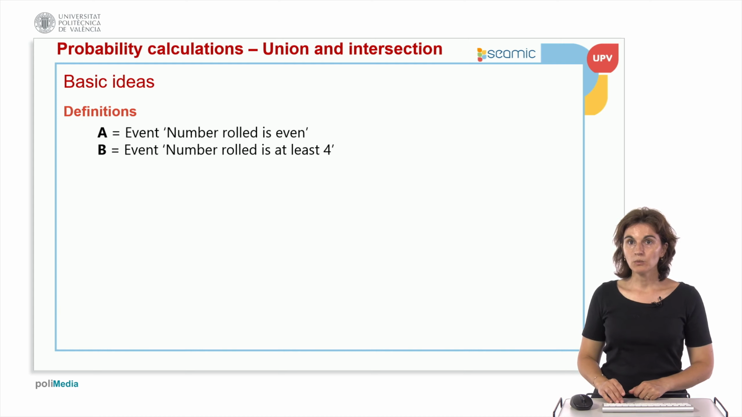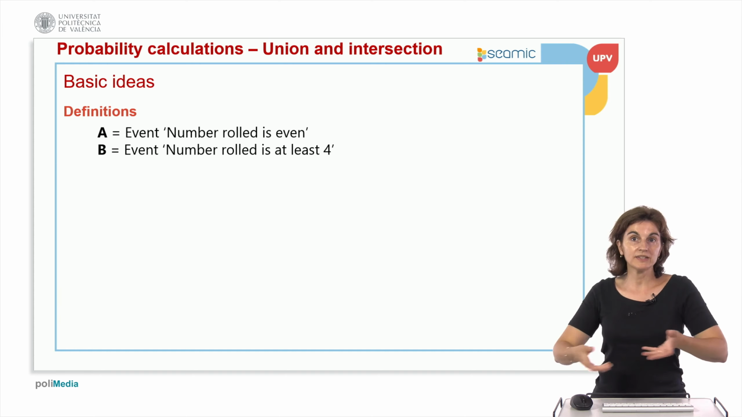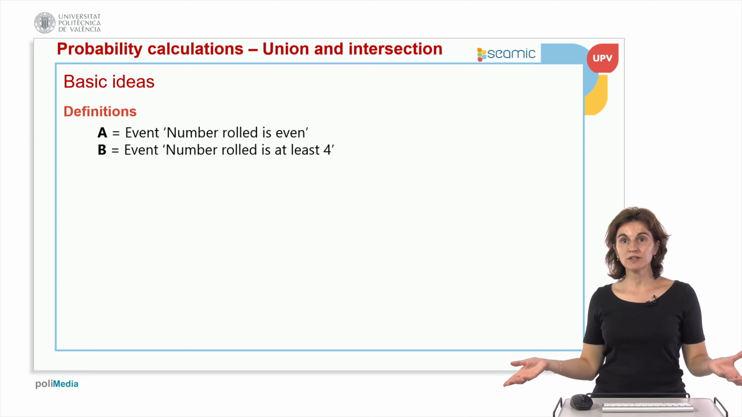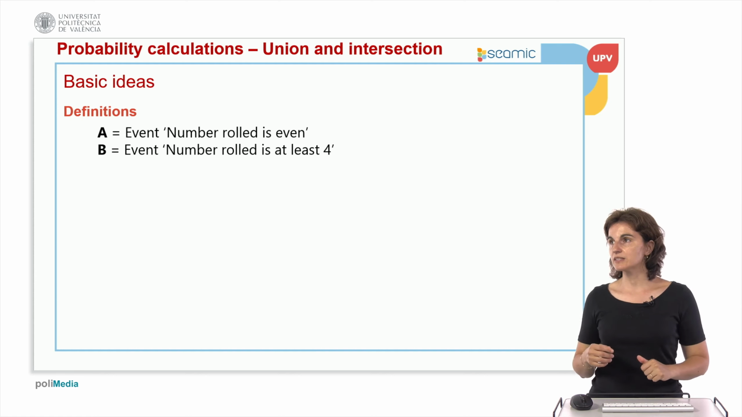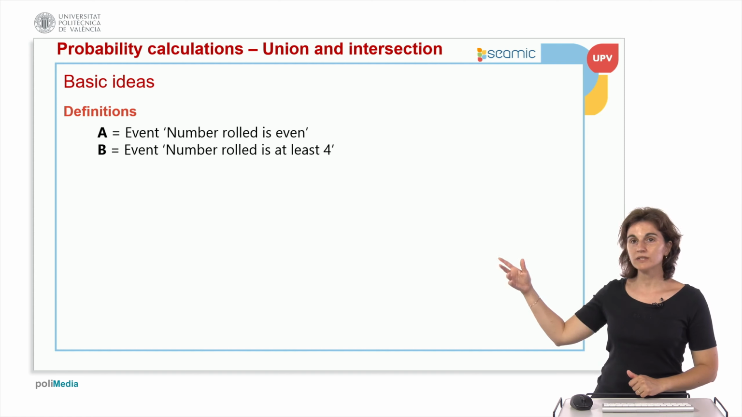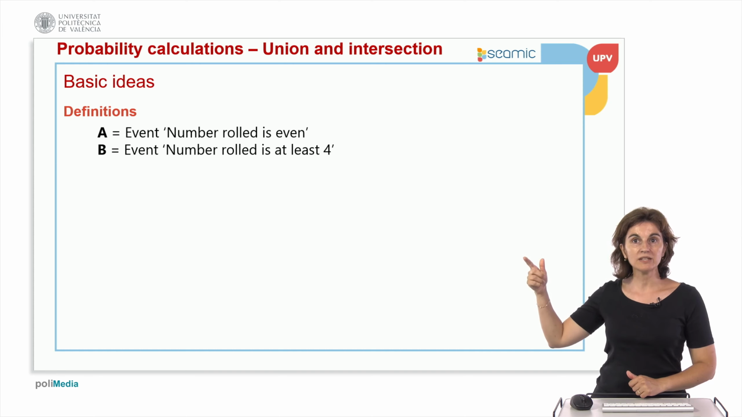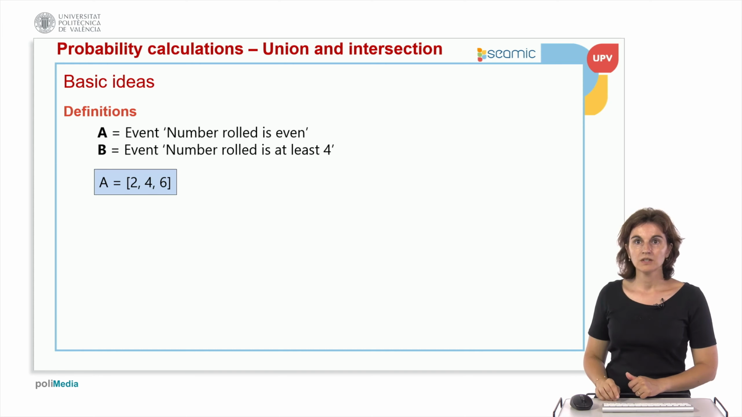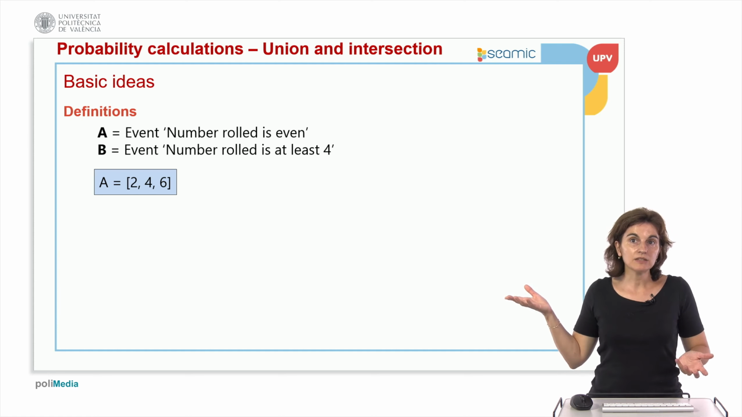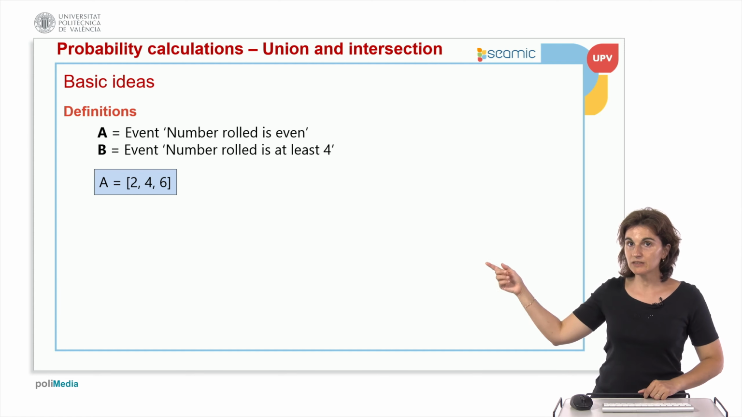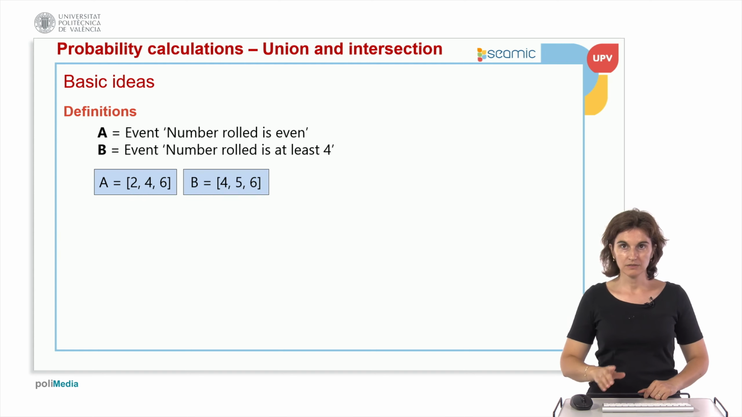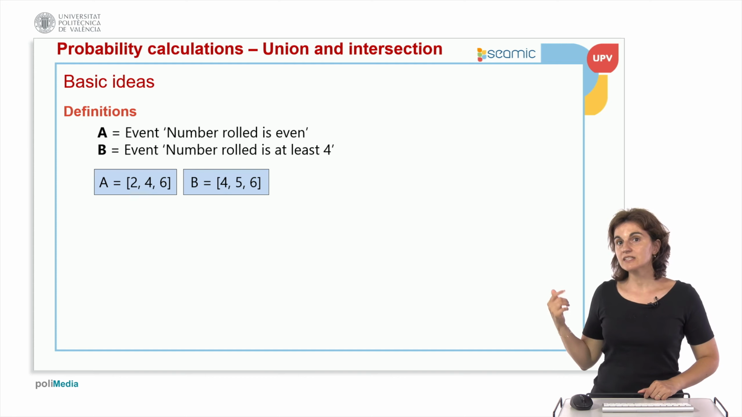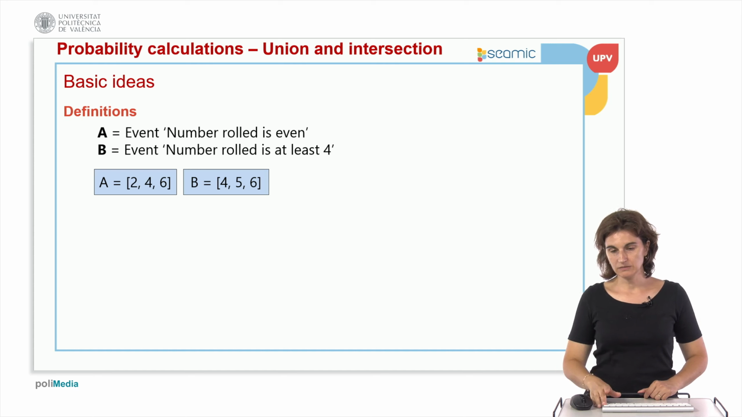Let's see an example. We have two events defined over the phenomenon of throwing a die. You know that the sample space for this phenomenon is the set of numbers from 1 to 6. So we define two events: event A, the number rolled is even, and event B, the number rolled is at least 4. It's easy to see that the set of numbers that fulfill the definition of event A is 2, 4, and 6. And for B, it would be the set of numbers 4, 5, and 6.